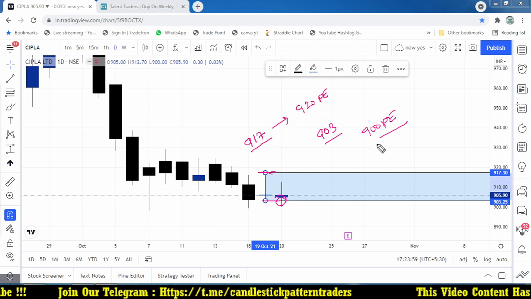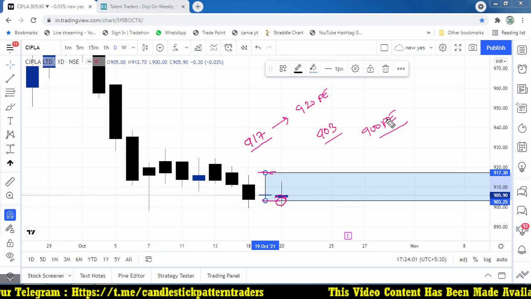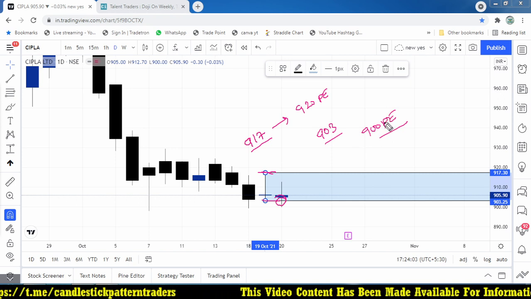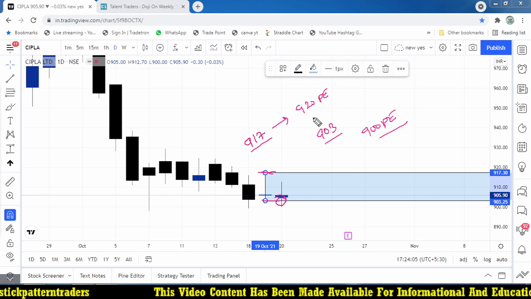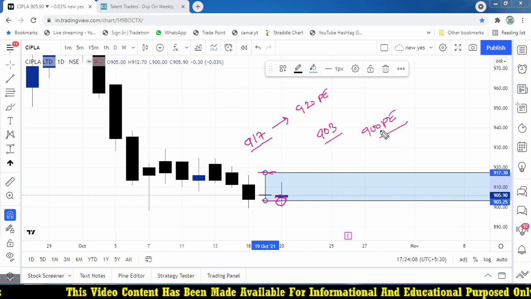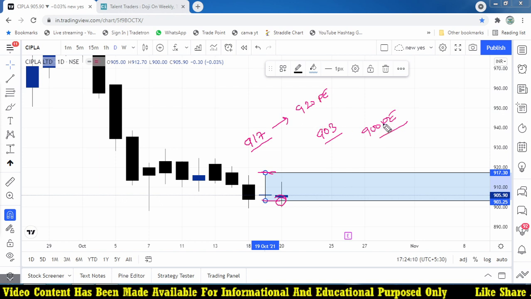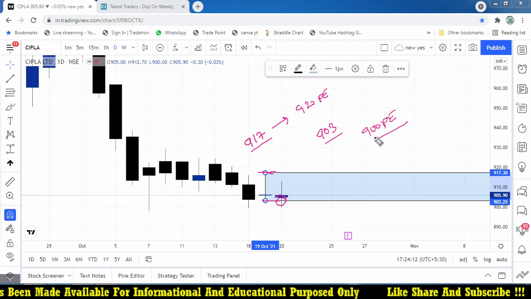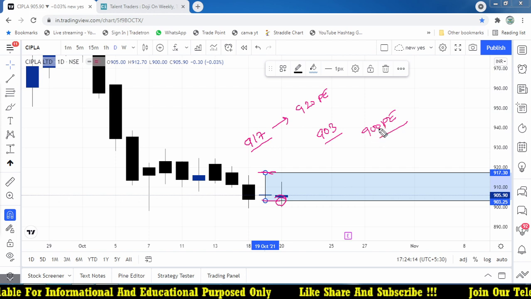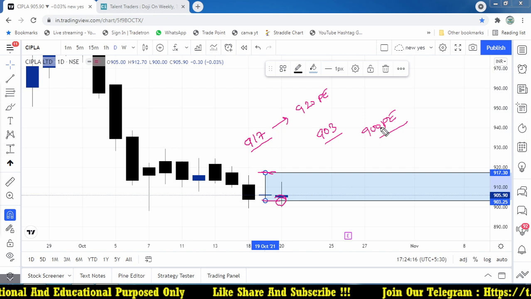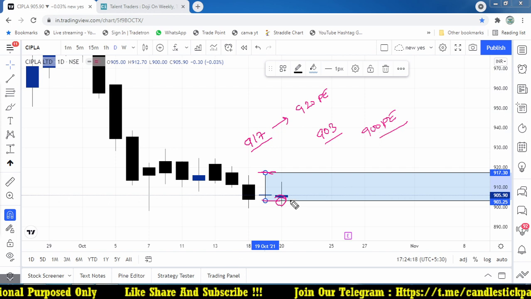So you can trade with either ATM options or ITM options. That depends on you, right? I'm not suggesting you to take ATM or ITM options. It depends on your risk appetite and investment. If you are focusing on ATM options, the premium may be very low, and the profit you can get is based on the movement.